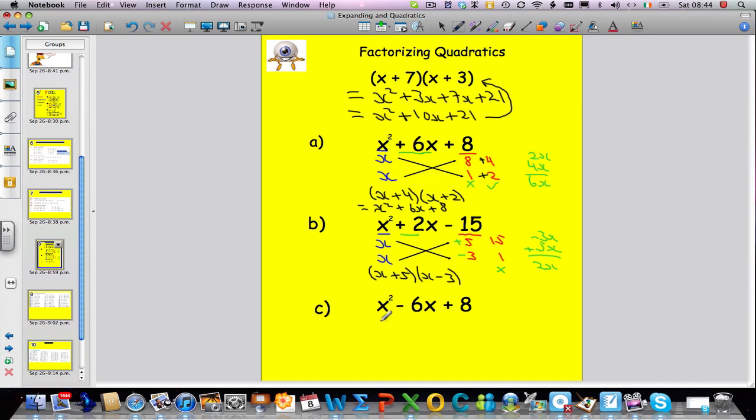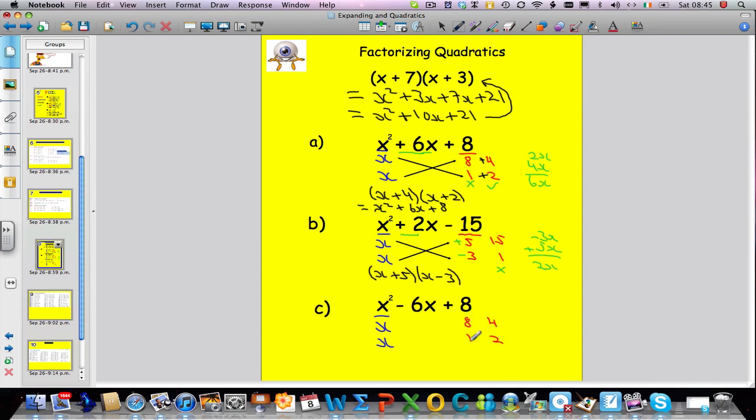Okay, next example. So again, let's write down the factors of x squared. Factors of x squared are x and x. X times x gives me x squared. Done. Next thing I'm going to do, let's write down the factors of 8. Factors of 8, we've got 8 and 1. We've also got 4 and 2.